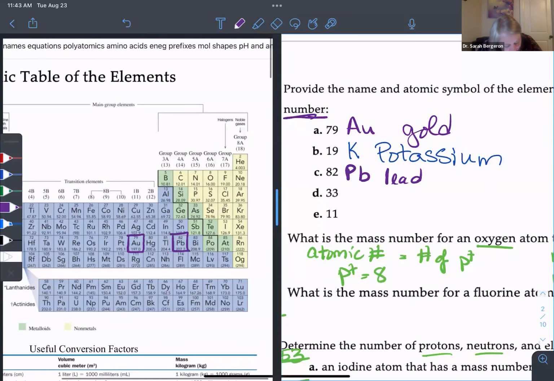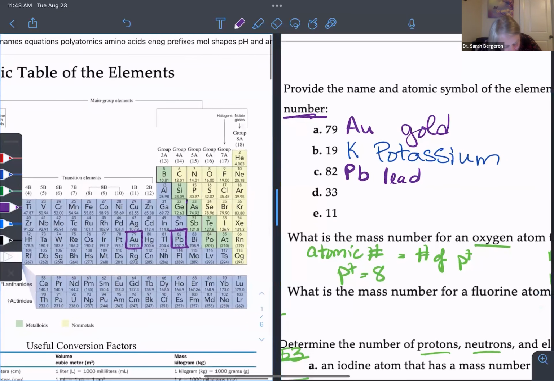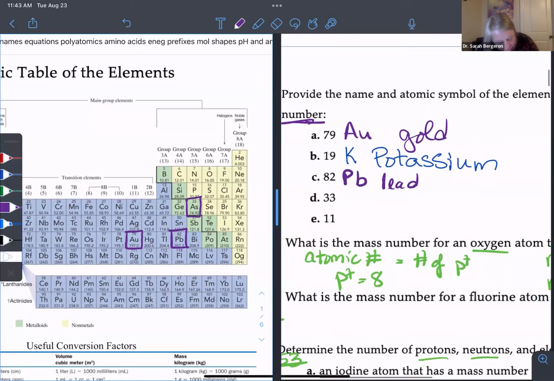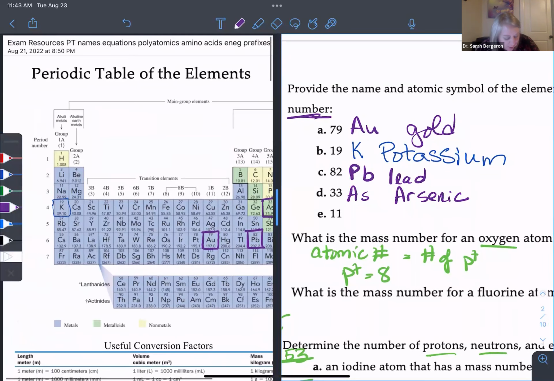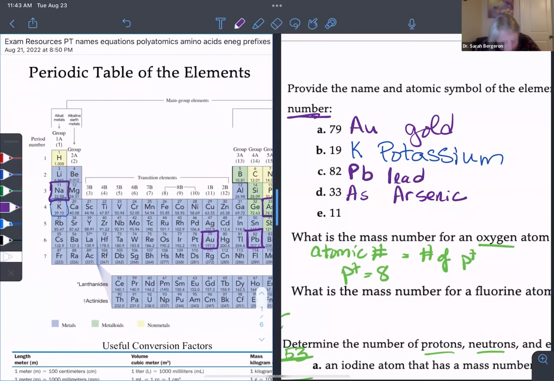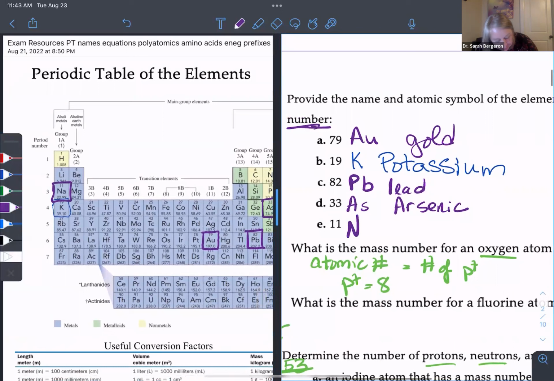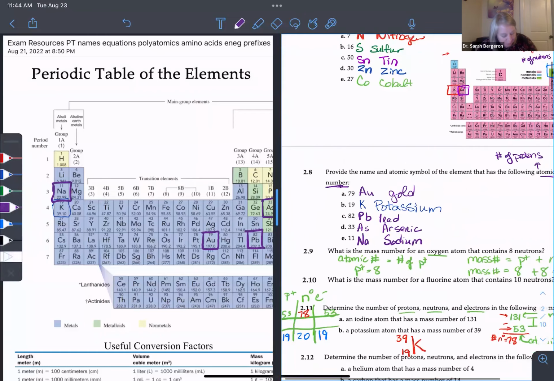Okay, 33. 33 is AS, and AS is arsenic. And then the last one is number 11. Number 11 is sodium. Another one of those Latin ones. Oh, they had to do so many of those, right? Sodium. So that's all you had to do. Find the correct element, symbol, and name. Okay, so let's kind of hide that.